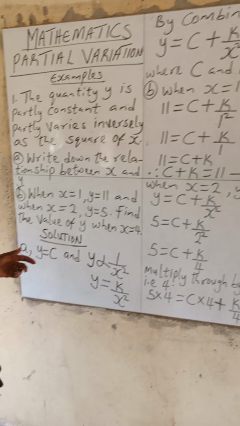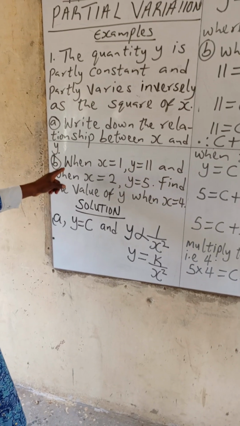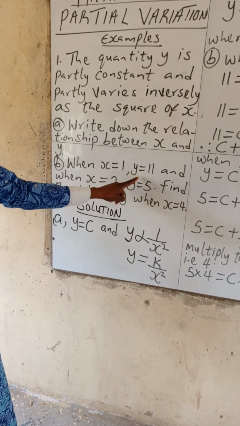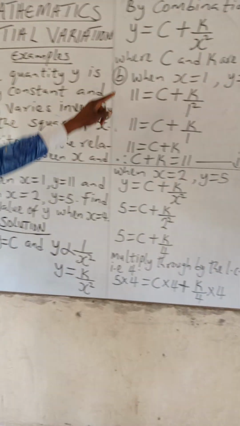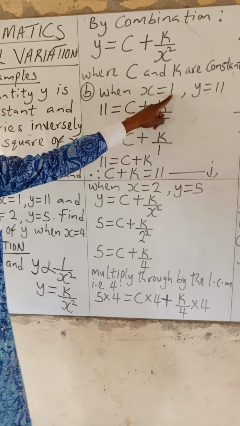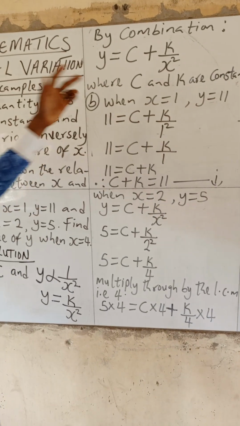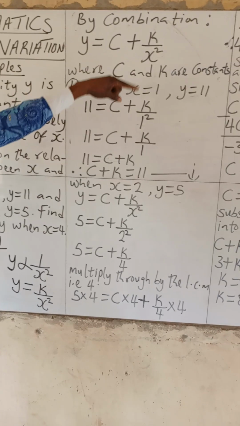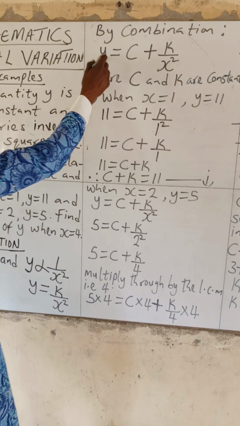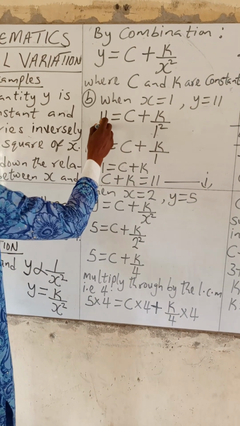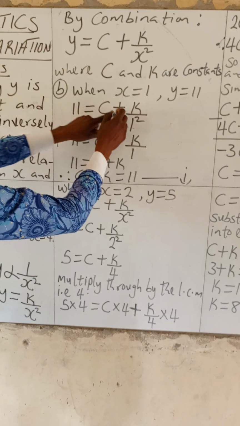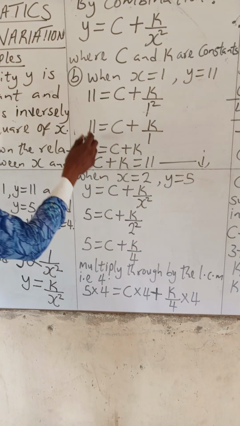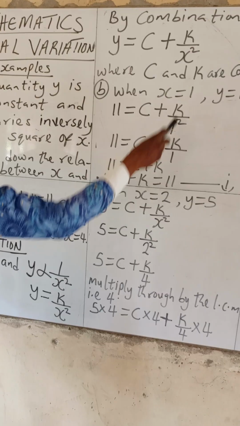So moving to the second part, it says when x equals 1, y equals 11. So we will go back to that relationship so that we can look for the two constants. Where we see y, we put 11, equals c plus k over x, which is 1 squared. So we now have 11 equals c plus k over 1 squared.